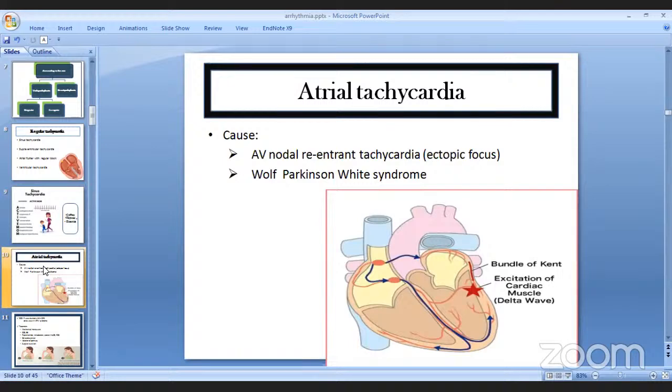Now let's talk about atrial tachycardia. Atrial tachycardia has two mechanisms. The first one is AV nodal reentrant tachycardia.